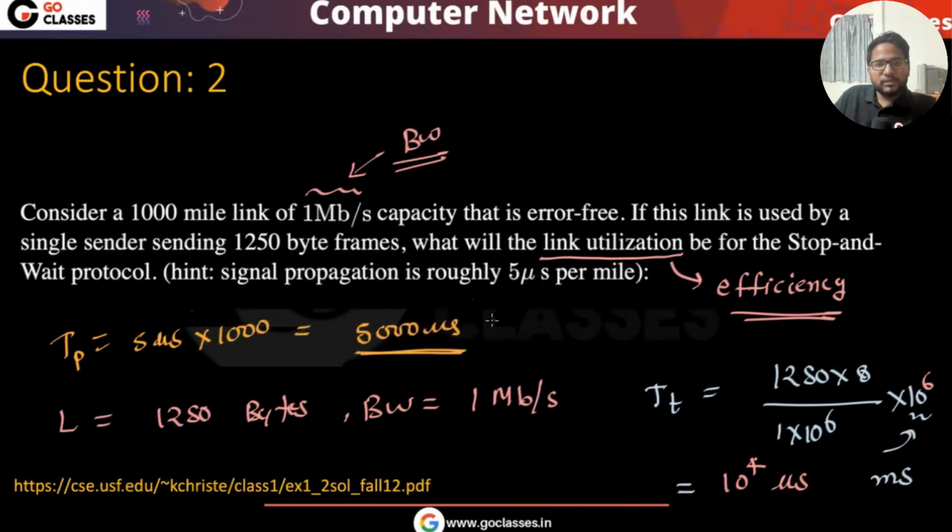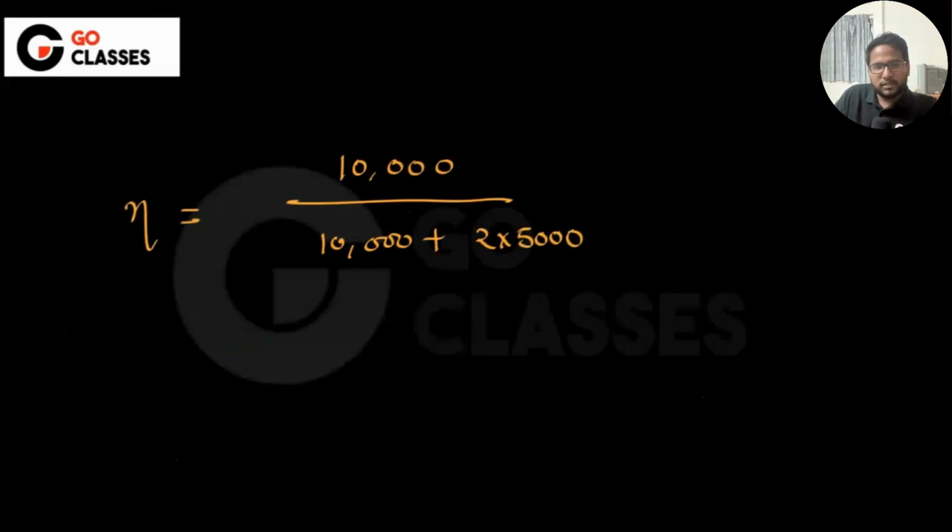Now, given these numbers, can you calculate the efficiency? Let's just calculate it. What is the transmission delay? This is 10,000 upon transmission, which is 10,000 plus 2 into 5,000, which is the propagation delay, right? How much is the efficiency coming out to be? 10,000 upon 2 into 10,000, so it is coming out to be 50%. So 50% is the answer here.